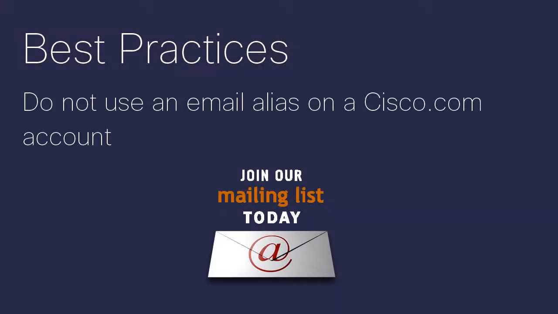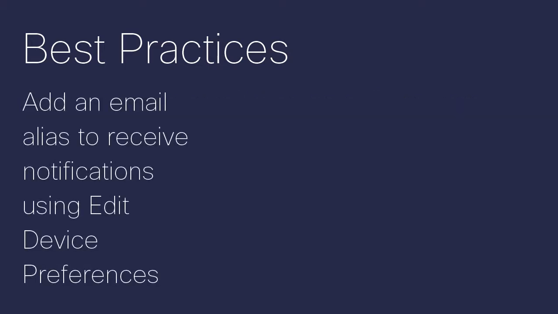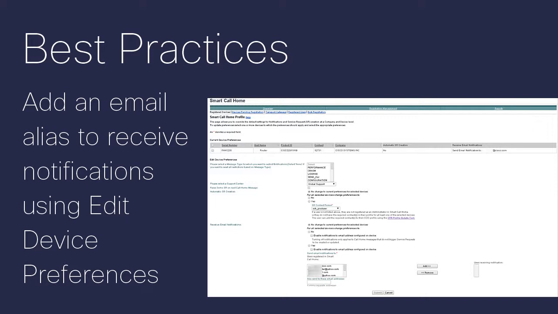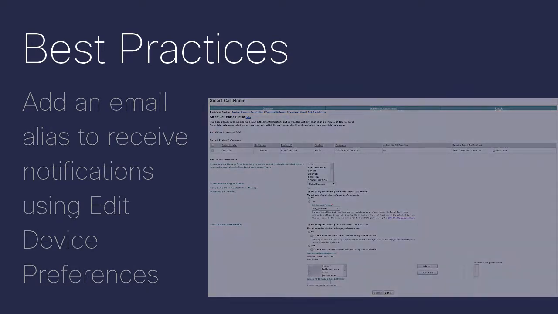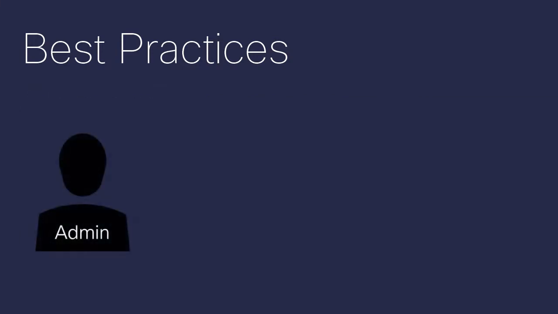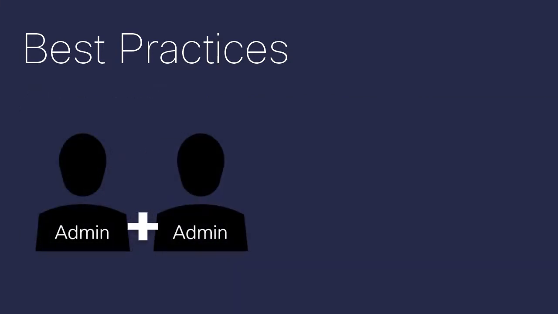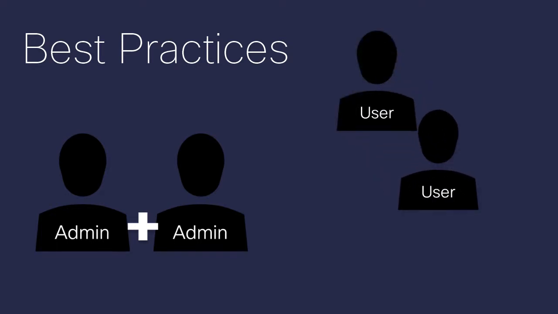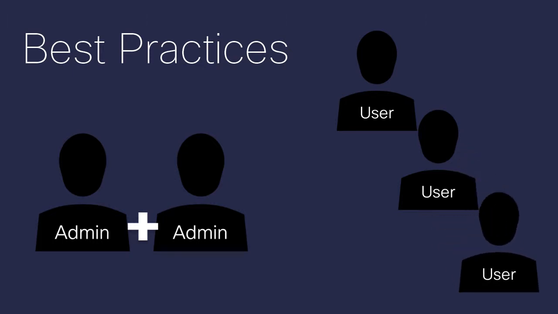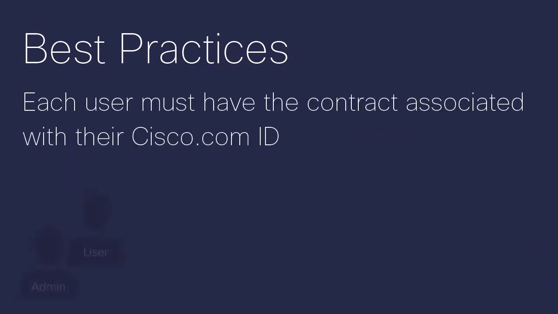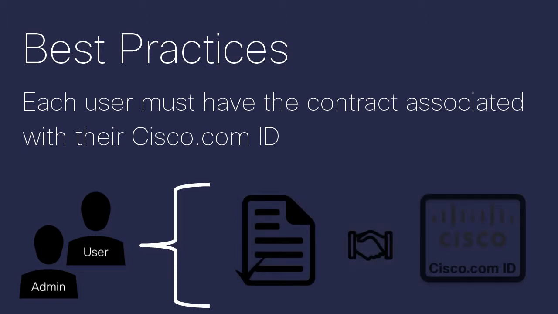Do not use an email alias on a Cisco.com account. This is against Cisco policy and could result in undesirable security issues. Instead, add an email alias to receive notifications from Smart Call Home using Edit Device Preferences in the Smart Call Home portal. The Smart Call Home admin for a specific contract should create one additional administrator account as a backup, as well as user accounts for personnel within their company who need access to the information in Smart Call Home. Each user must have the contract associated with their Cisco.com ID.